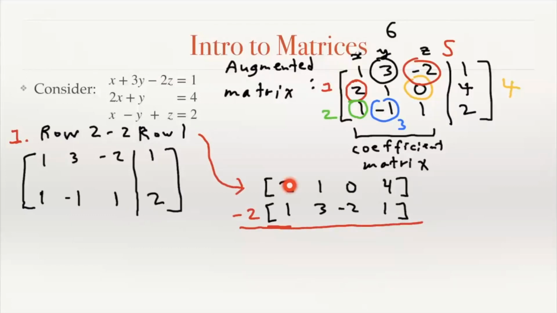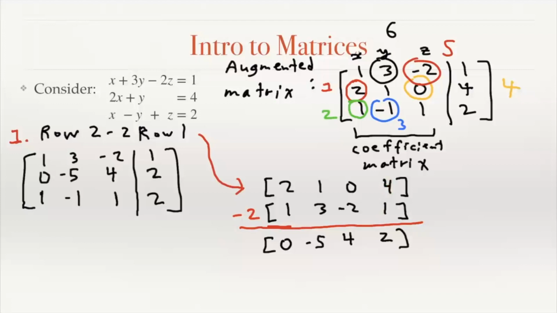And doing that subtraction, we have 2 minus 2 times 1. By the way, I should say that when we subtract a row, that means that we subtract each corresponding entry, and we distribute that minus 2 to all components. So 2 minus 2 times 1 is a 0 there. 1 minus 2 times 3 is 1 minus 6, is a negative 5 there. 0 minus 2 times minus 2 is 0 plus 4 is 4. And here we have a 4 minus 2 times 1 is 2. So that's where this 0, minus 5, 4, 2 comes from.